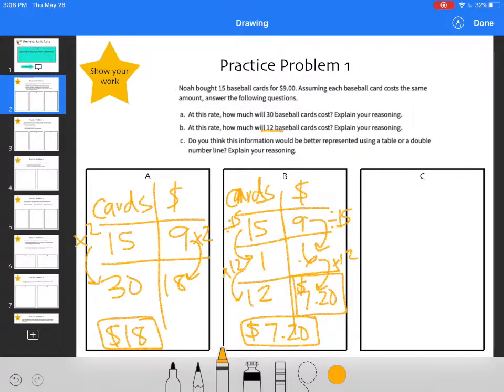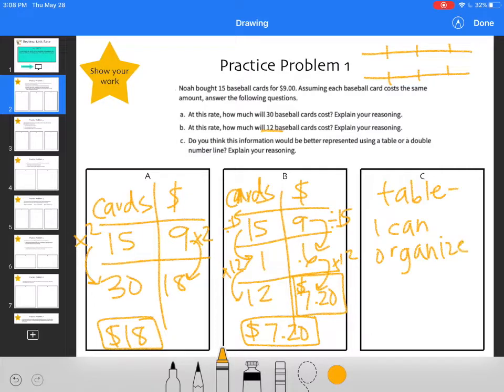Do you think this information would be better represented using a table or a double number line? Explain your reasoning. Remember, double number lines were those lines that went like this, and we talked about the jumps. So it's really up to you. It's your preference. So table is my preference. I can organize my thinking better. But I understand if you prefer the double number lines.